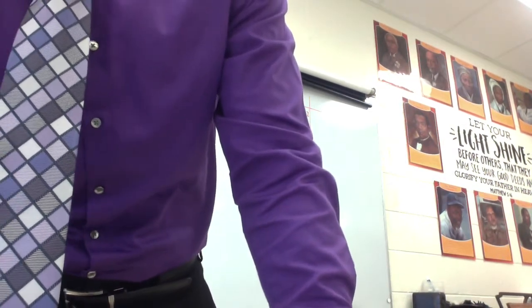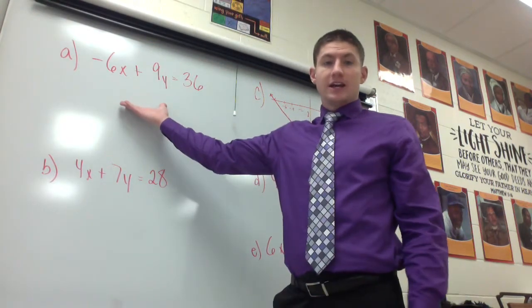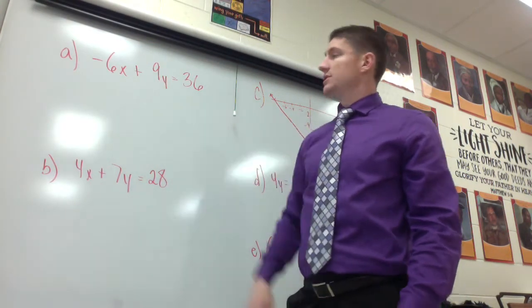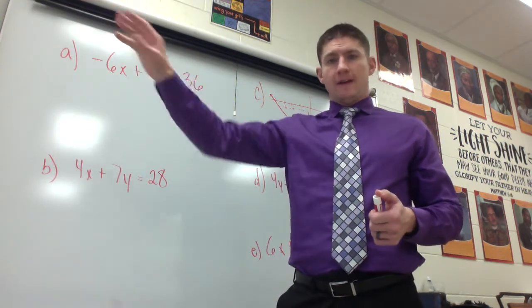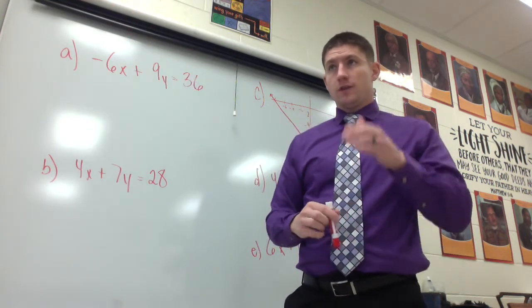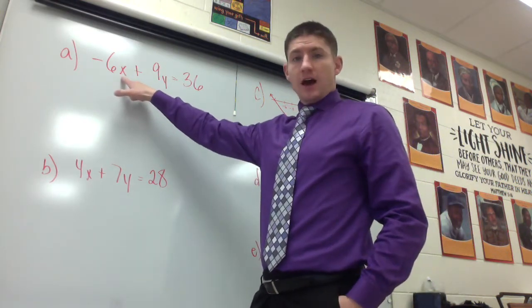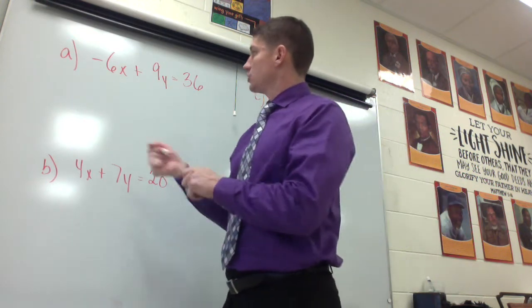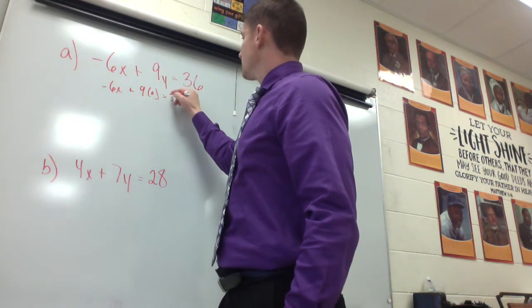In example 1, it asks us to find the x and y intercepts given an equation that looks like this. You've got negative 6x plus 9y equals 36. How do I find the x-intercept and the y-intercept? Well, I just learned that the form for those are going to be written with the opposite value being a 0. So if I need to find the x-intercept, I turn y into a 0. Let's try that. Negative 6x plus 9 times 0 equals 36.